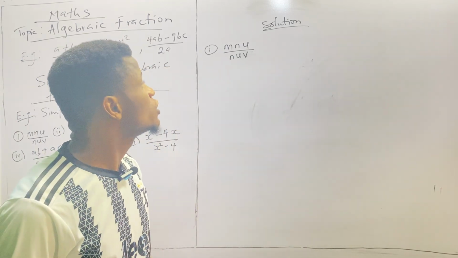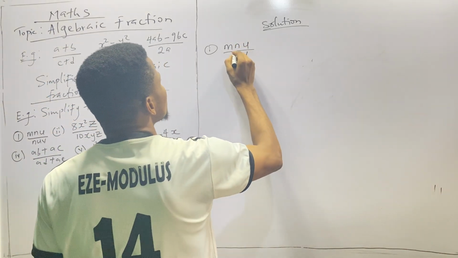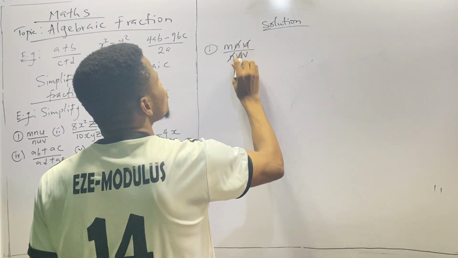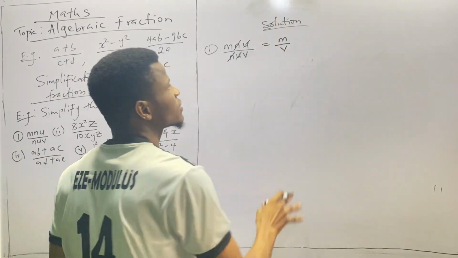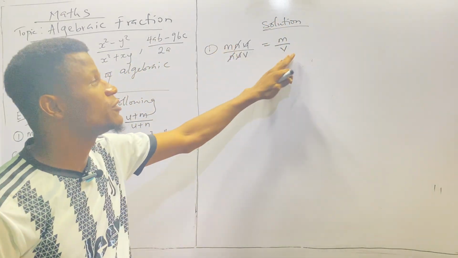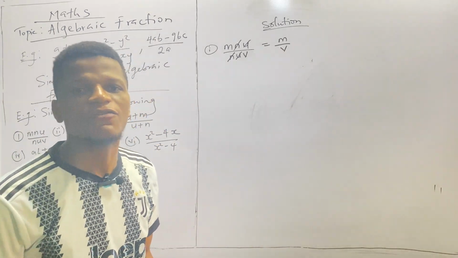All right? So we have a common factor of n and n, so we can cancel. We have a common factor of u, so u can cancel. So leaving over mv, and this is the simplest form at which this algebraic fraction can be. So here is our simplification, and that is the solution, and that is the final answer.